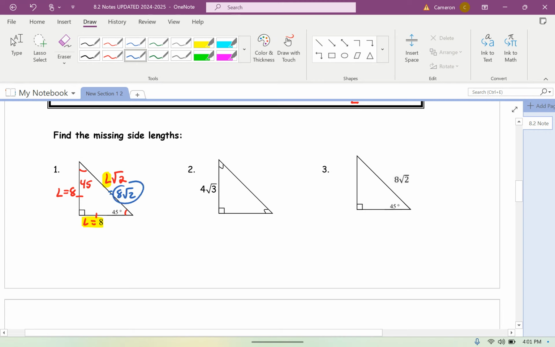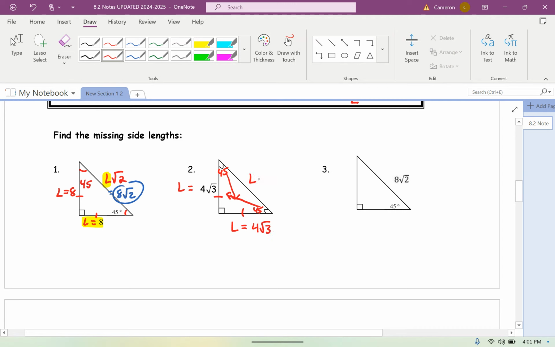For the second one, notice they didn't give you 45-degree angles, but they did mark the two acute angles with an identical swoop mark. So I know that this is an isosceles right triangle. If those base angles are congruent, then the sides across have to be congruent. If it's an isosceles right triangle, it has to be a 45, 45, 90. In this case, they're telling us that the length of the leg is 4 rad 3, so both of the legs have to be 4 rad 3.